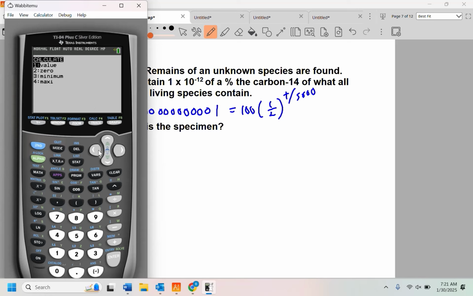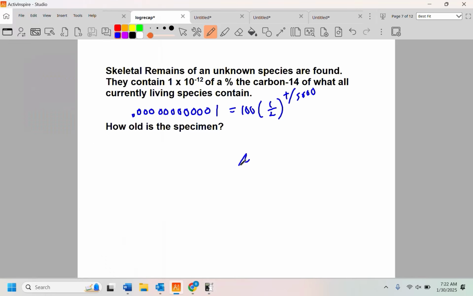So second trace 5 after I played with my window. And you can see your line there, your 0.0001. Oh yeah, it happened right there. Well, it's happening somewhere in here. Second trace 5. Enter, enter, enter. So there's your answer. The skeletal remains are 260,439 years old. 260,439. That is if you believe it's true.